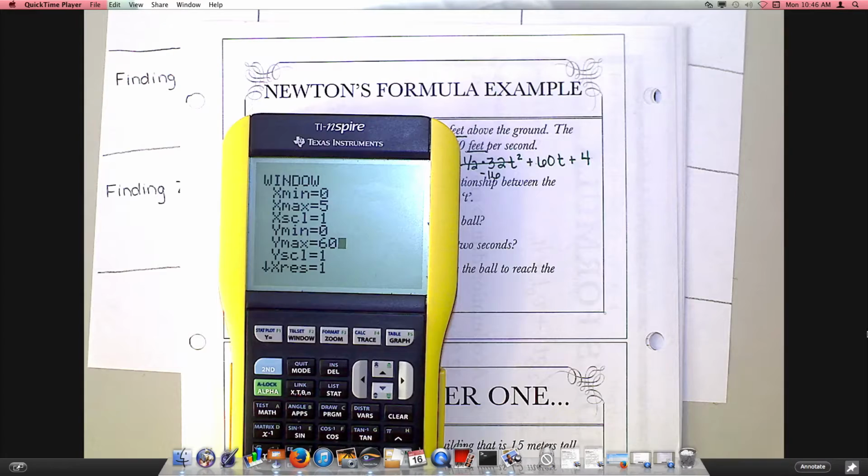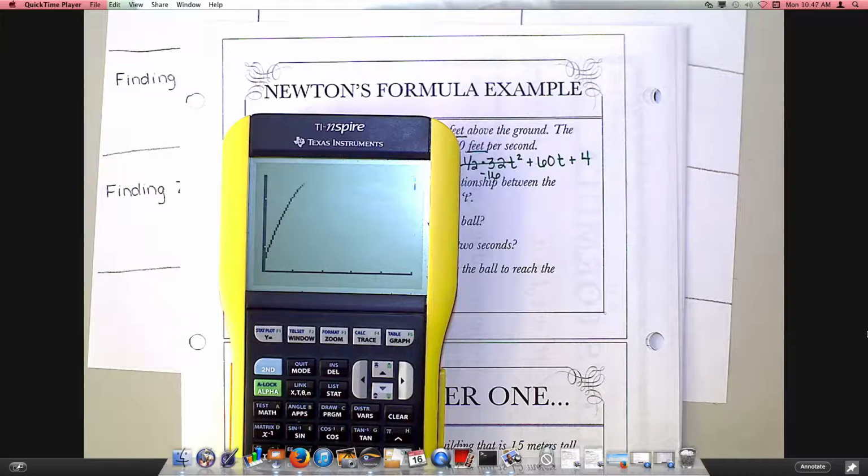Okay, so as a rule, I would always make your minimum 0. Your x min and your y min 0. What's triangle x? That is asking you, what do you want x to count by? Like, how much do you want it to change by? Now, let's hit graph.